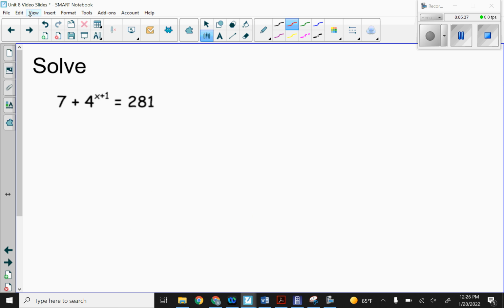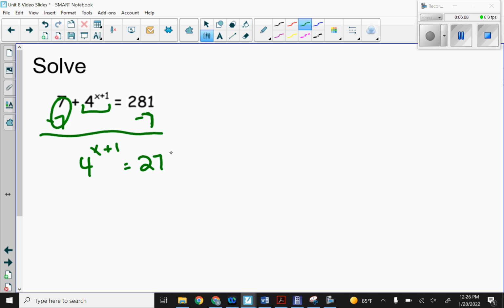Okay, one last example. What do you think the first step on this one is? Right, so our first step here, because there's more on the same side of that 4, which has our exponent, we need to move 7 to the other side. So 4 to the x plus 1 equals, that's a 7, 276 minus 7 equals 274.